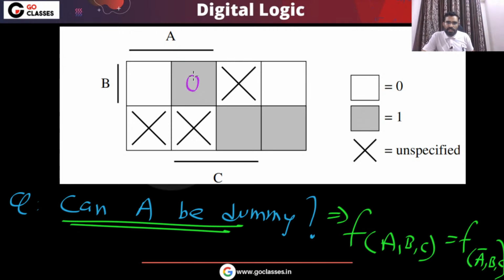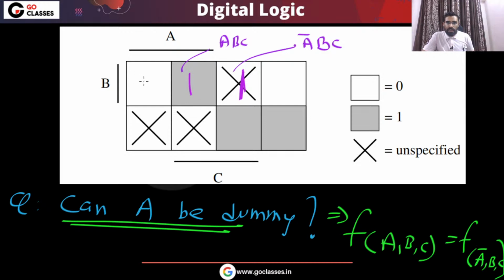So here you can notice, this is 0. Sorry, this is 1. Yes, I can make it 1. There is no problem, because in this cell, A, B, C, and look at this cell, this cell is A bar, B, C. So yes, I can make them same.